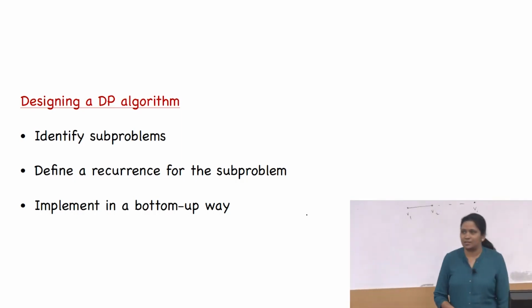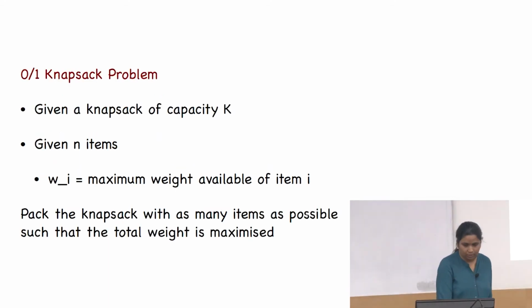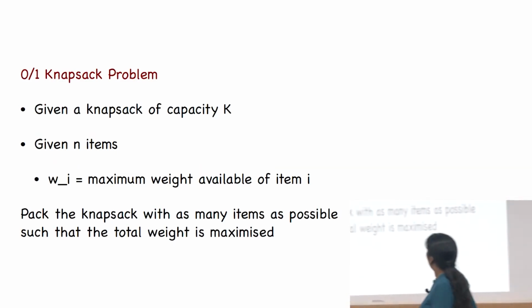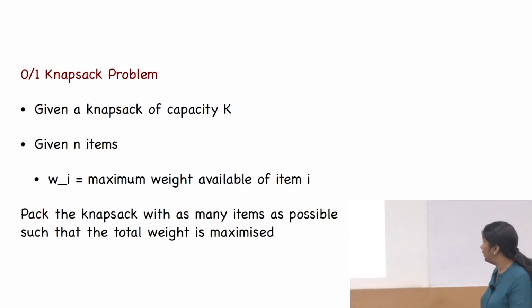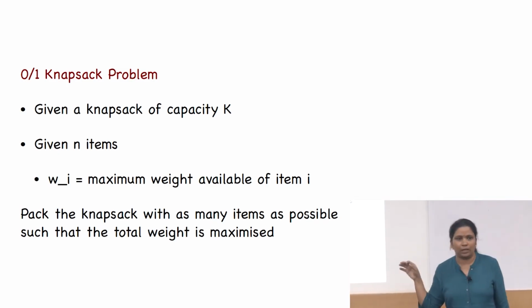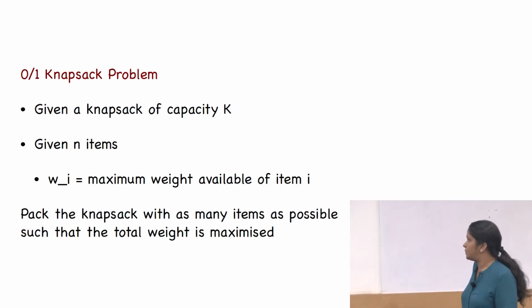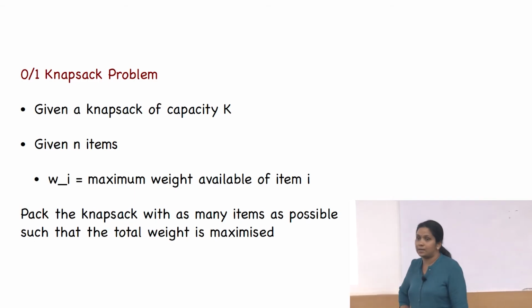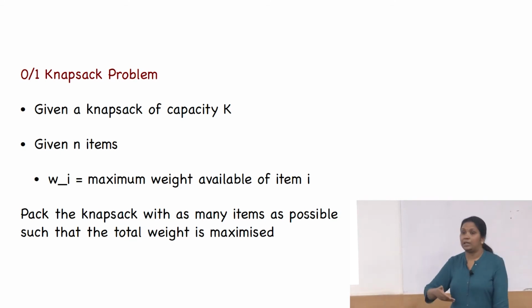And yes, proof of correctness usually comes easier in dynamic programming algorithms. Yes. The question you asked, 0-1 knapsack. Okay, so we are given a knapsack with capacity K. We are given n items with weights. Let's say that cost is the same as the weight. Pack the knapsack with as many items as possible so that the total weight is maximized. One more constraint here: you can either pick the entire weight w_i of item i or not pick anything at all.